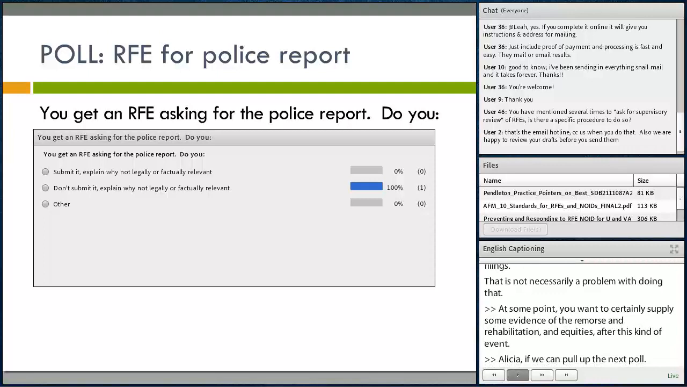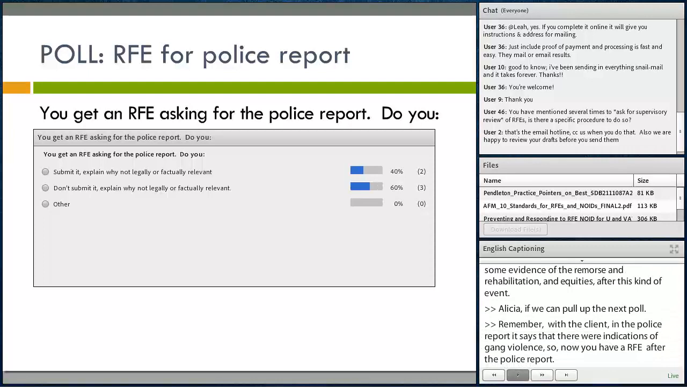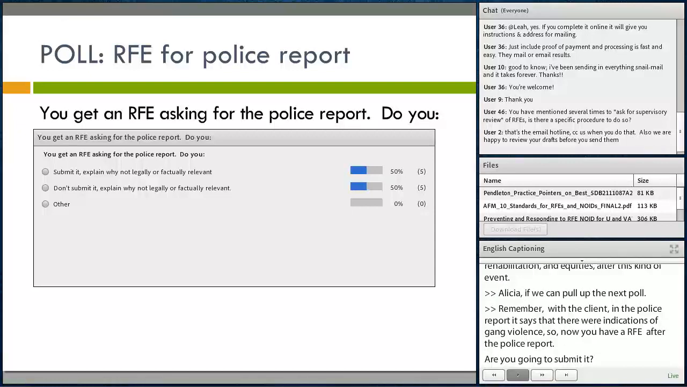All right, next poll. Alicia, we could pull up the next one. Great. All right, so remember that for this derivative client, in the police report, it said that there were indications of gang involvement, right? And so now you've gotten an RFE asking for this police report. Are you going to submit it, not submit it, or other?